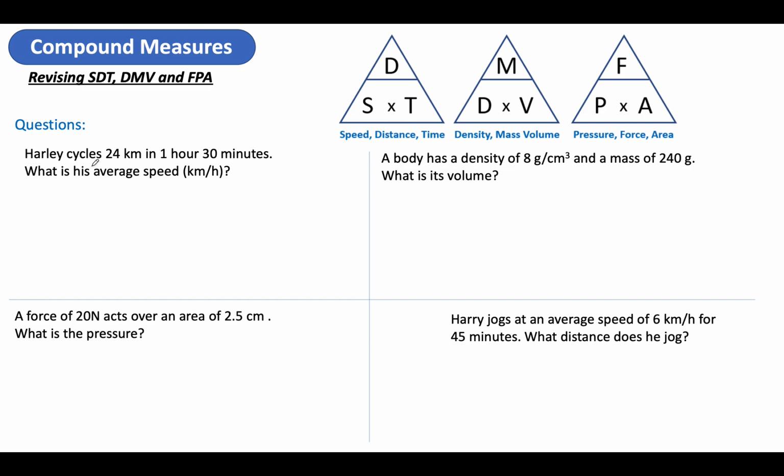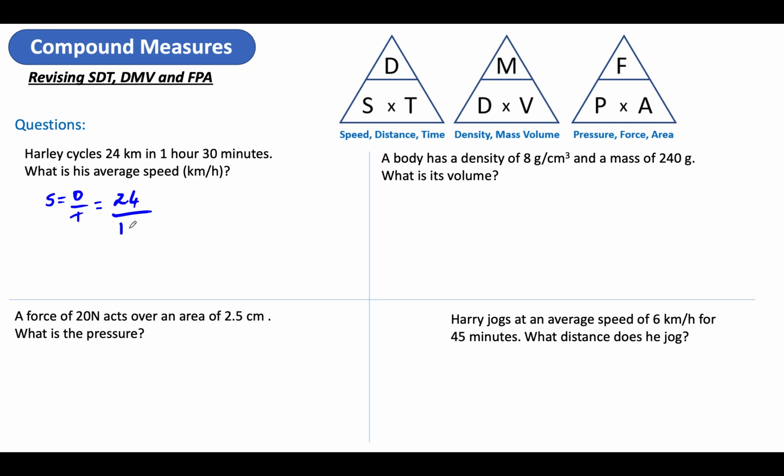Harley cycles 24 kilometers in 1 hour 30 minutes. What is his average speed in kilometers per hour? Speed equals distance over time. My distance is 24 kilometers. I need the time in hours. It's 1 hour 30 minutes.